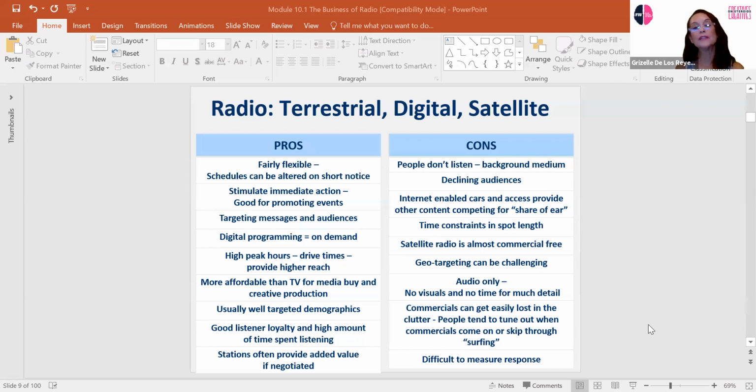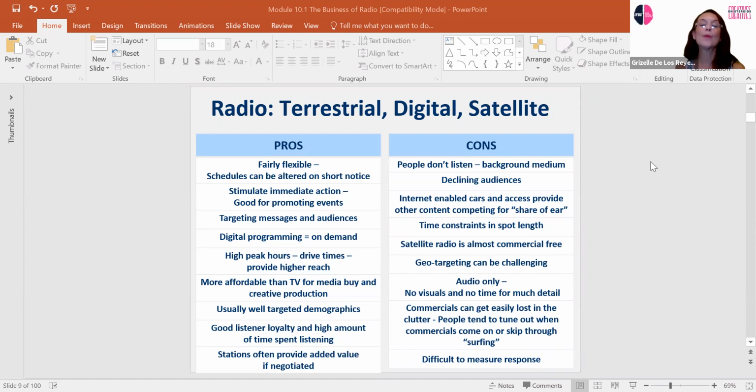And remember, the internet enables cars. Now you're competing with the internet along with terrestrial radio. So that's, again, the share of ear: what are people listening to, or what are their options? Also understand, and this is true of other media depending on the formats of the advertisements, that you have time constraints in terms of spot length.